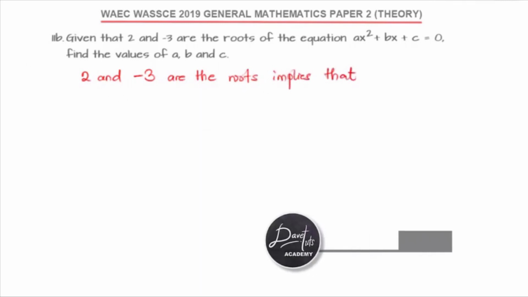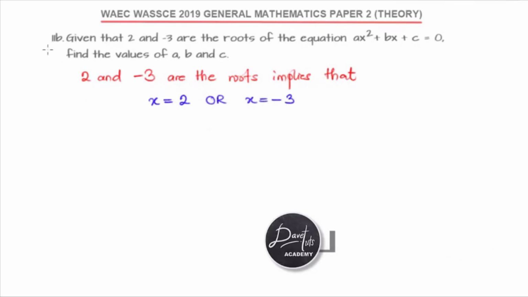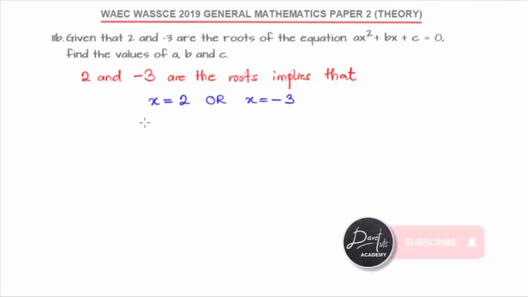Given that 2 and minus 3 are the roots of the equation ax² + bx + c = 0, we have to find the values of a, b, and c. Now, 2 and minus 3 being the roots implies that x = 2 or x = minus 3. So what we need to do is work in reverse order, as if we are solving our quadratic equation, but going in the reverse direction.